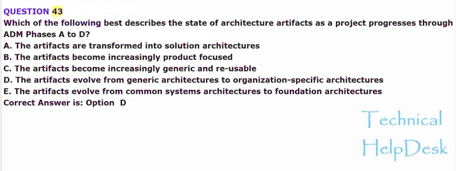Question 43. Which of the following best describes the state of architecture artifacts as a project progresses through ADM phases A to D? A. The artifacts are transformed into solution architectures. B. The artifacts become increasingly product-focused. C. The artifacts become increasingly generic and reusable. D. The artifacts evolve from generic architectures to organization-specific architectures. E. The artifacts evolve from common systems architectures to foundation architectures. Correct answer is option D.